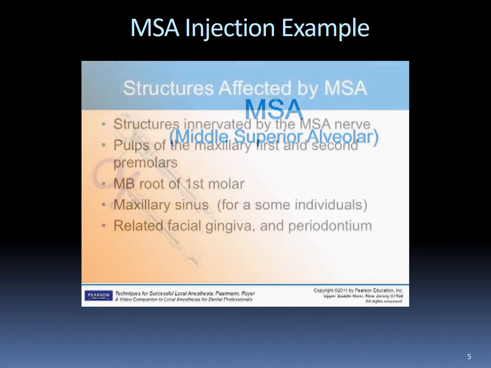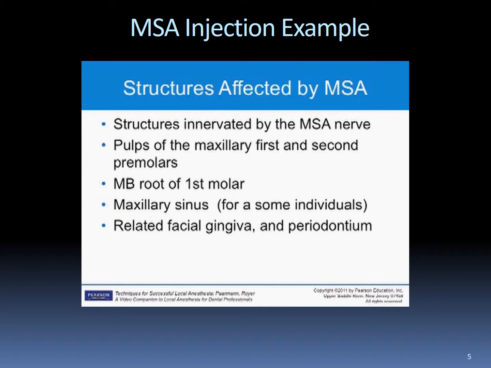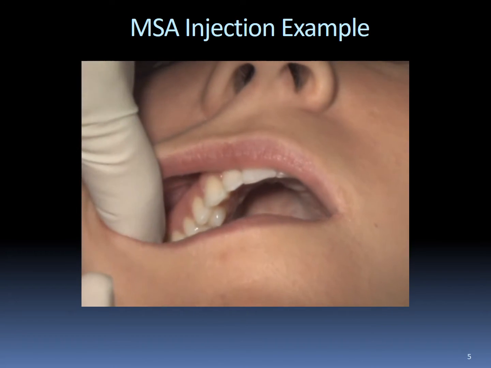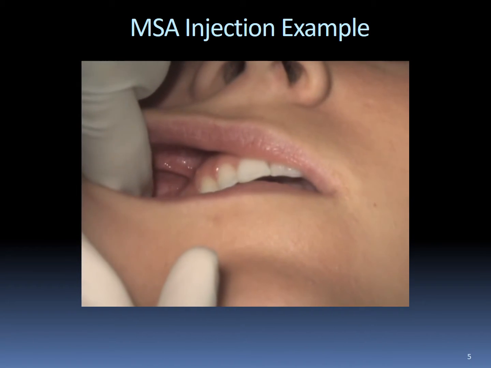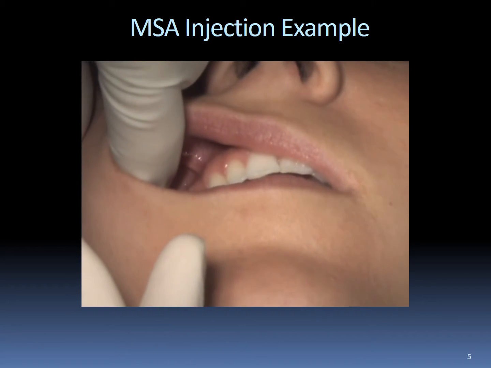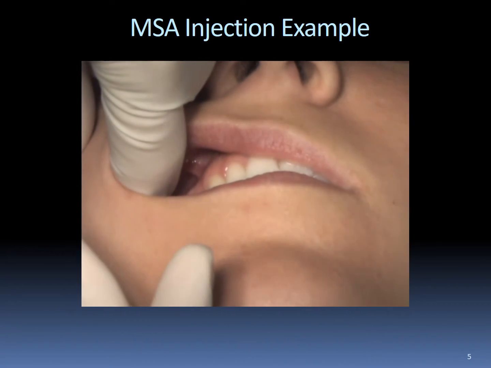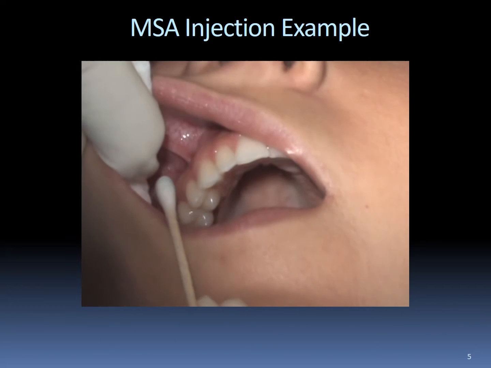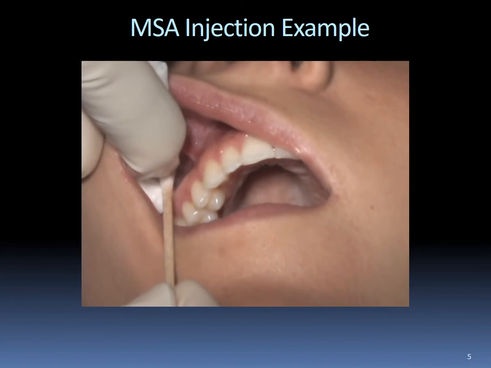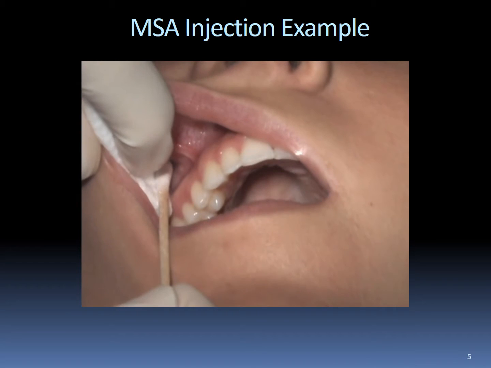The middle superior alveolar, or MSA injection, is an infiltration type of injection that innervates the pulpal and osseous tissues, periodontal ligaments, buccal gingiva, and vestibular mucosa of the maxillary premolars and the mesiobuccal root of the first molar. Palpate the zygomatic alveolar crest to determine whether or not you might hit bone prematurely. Determine the apex of the maxillary second premolar. Place topical at the mucobuccal fold above the maxillary second premolar for 1 to 2 minutes.